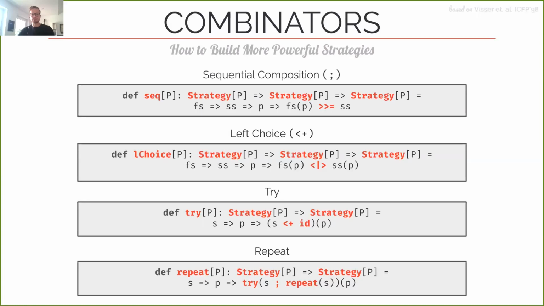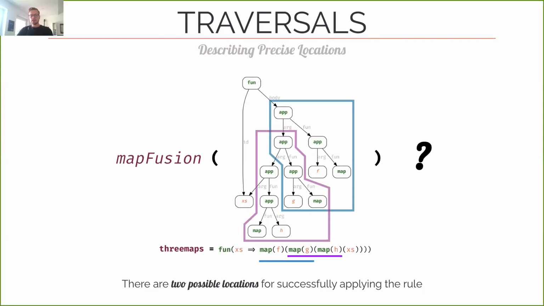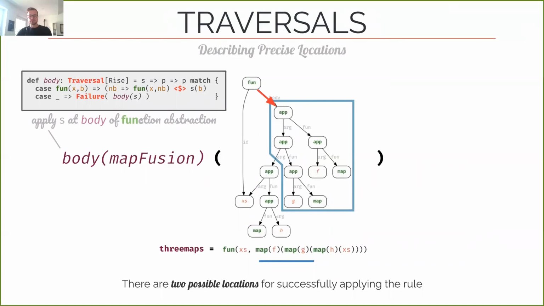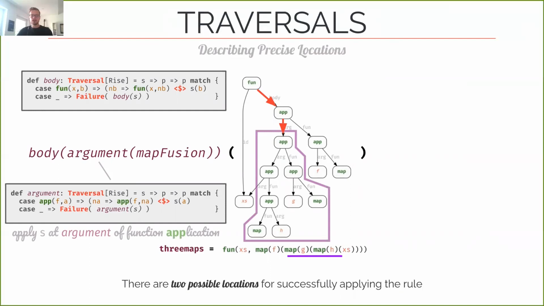Now, what if we have the following situation? Here you see a RISE program that contains three maps. And if we now want to apply the map fusion rule we've just defined, there are two possible locations for fusing the maps. So we can either fuse the first two or the last two maps. With Elevate, you can precisely define locations in the AST using so-called traversals. So for example, the body traversal applies a given strategy at the body of a function abstraction node. And in this example, body map fusion would then fuse the first two maps as you've seen here. Similarly, we define traversals for the other nodes and could, for example, apply body argument map fusion for fusing the last two maps in this expression. And in the paper, we explain in more detail how to describe precise locations using these and other traversals.